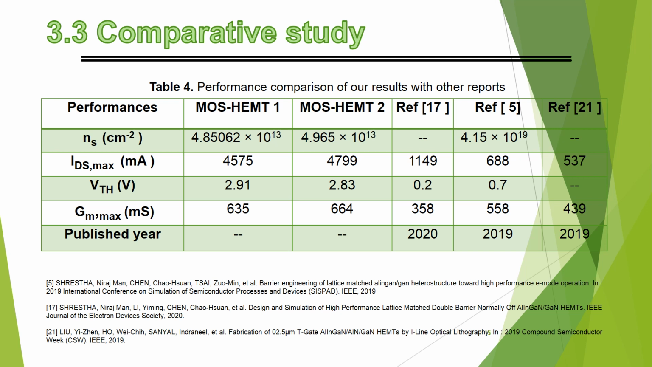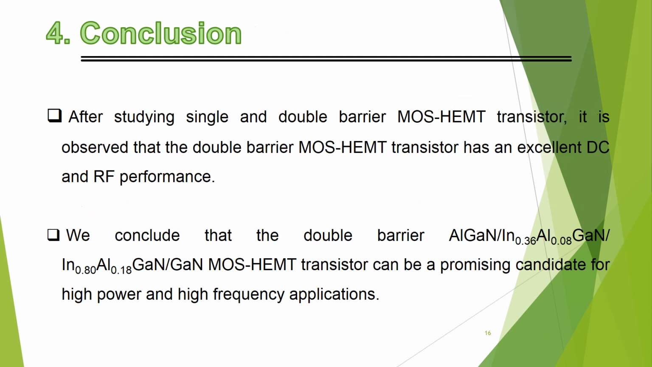This table presents a comparative study of the main electrical characteristics of the two transistors studied with those published. We note that MOSHEMT2 has a value of IDS maximum and transconductance maximum greater than that of MOSHEMT1, and than those published recently. This result makes these two transistors better candidates for power and microwave applications.